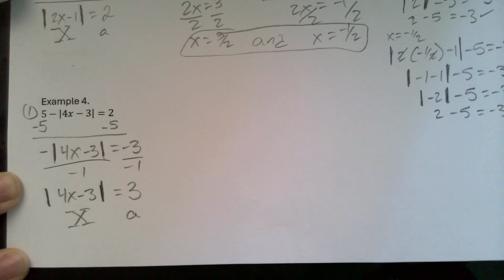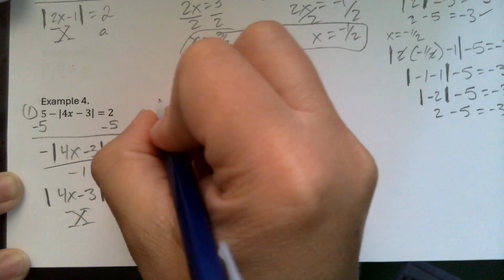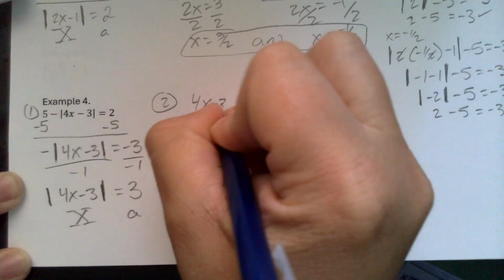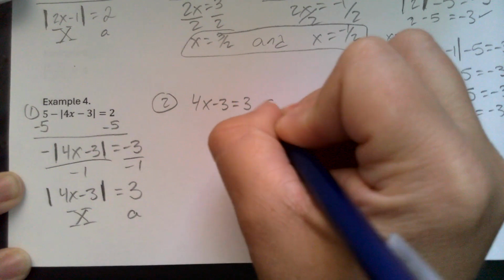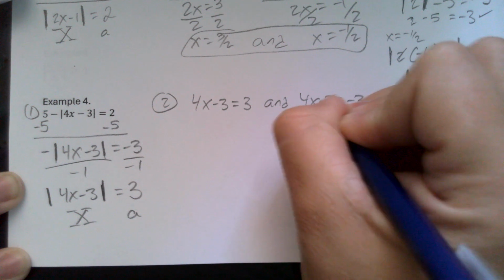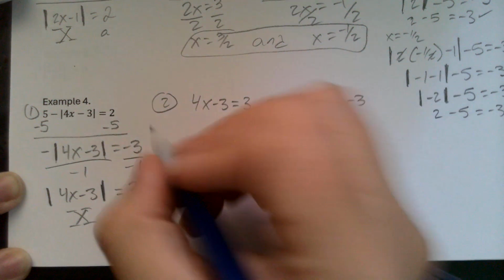Which means we can go to our next step. We're going to make our two equations. So we take the inside, set it equal to a positive a, and we take the inside, set it equal to a negative a. Again, dropping those absolute value bars.